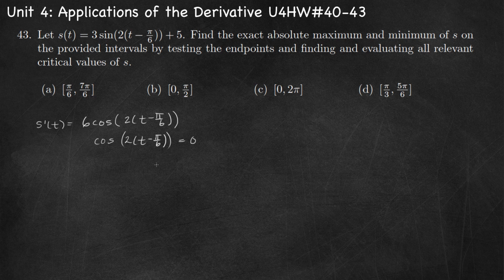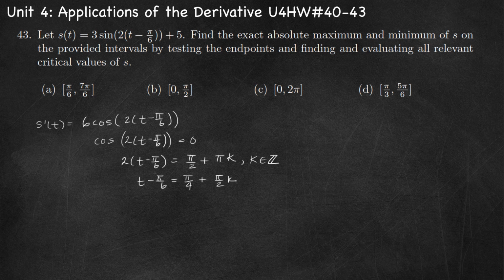And that's going to equal 0 whenever 2 times t minus pi over 6 is equal to pi over 2 or 3 pi over 2 plus multiples of pi. Pi over 2 plus multiples of pi, we can say, where k is an integer. So we're trying to solve this for t. So now we want to divide by 2. So that's when t minus pi over 6 equals pi over 4 plus multiples of pi over 2.